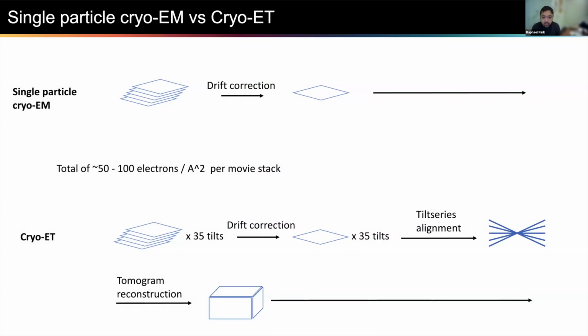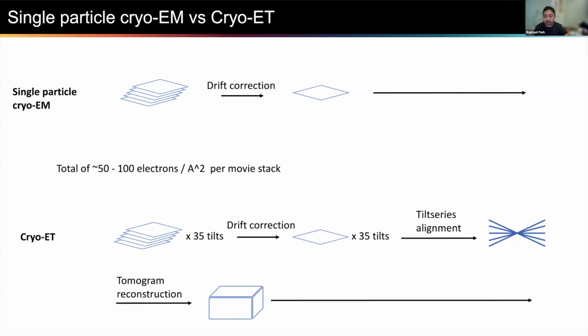So for those of you who are new to cryo-ET or cryo-EM, or both of them, here is a simple difference between single particle cryo-EM and cryo-ET. In single particle cryo-EM, we collect a movie series in one location, and after you drift correct it, you get one 2D image. Whereas in cryo-ET, like I mentioned, we tilt our specimen at different angles.